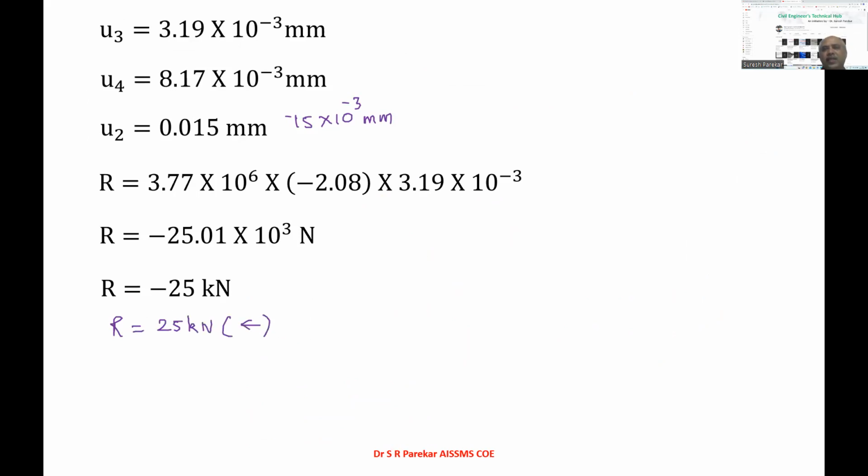So we have to solve this for one end fixed and other free cantilever compound beam in this way. So now we will stop here only.